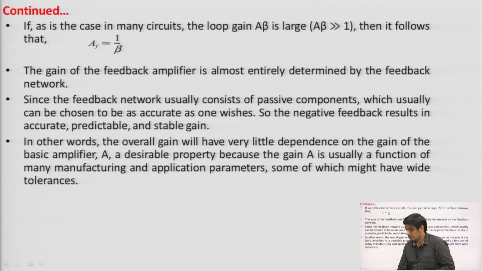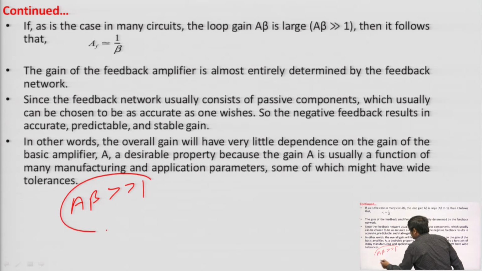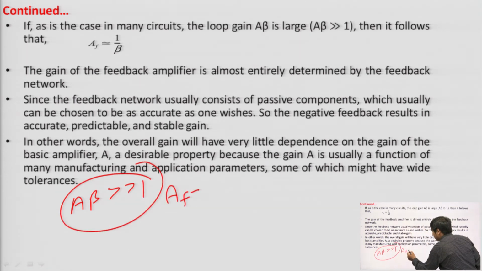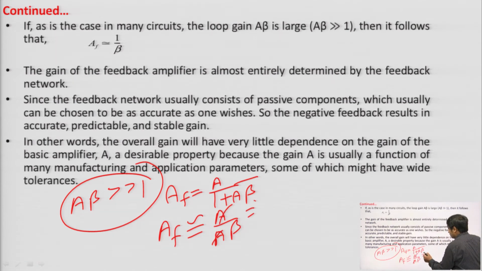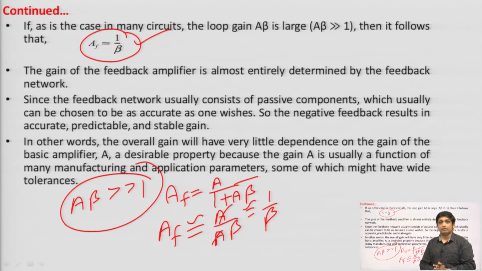Now, if your A beta is very much greater than 1, then what happens? Since AF is equal to A upon 1 plus A beta, and if A beta is much greater than 1, then we can write the closed loop gain as A upon A beta, A cancels out, and it will be approximately equal to 1 by beta. So, the point is that when the loop gain is large, your closed loop gain will be 1 by beta, that is the important thing. It means that when your loop gain is high, your closed loop gain is independent of the gain of your basic amplifier, that is an important result.